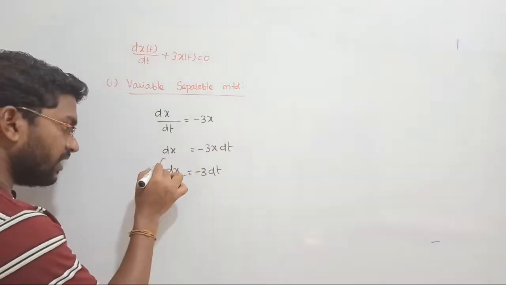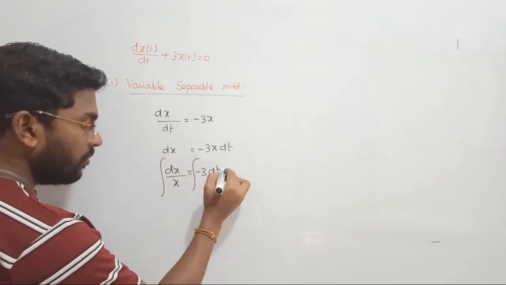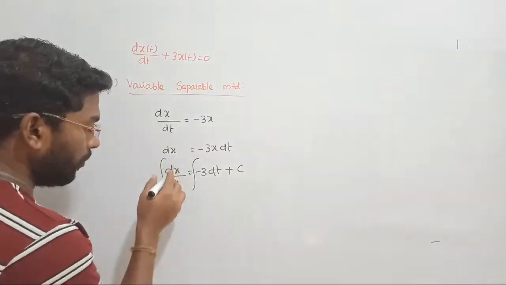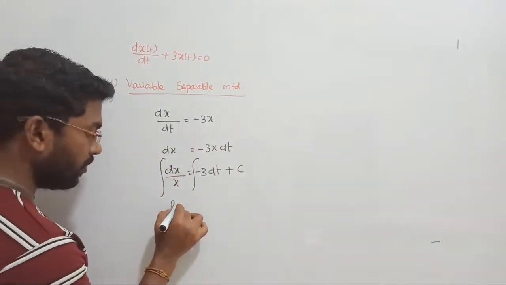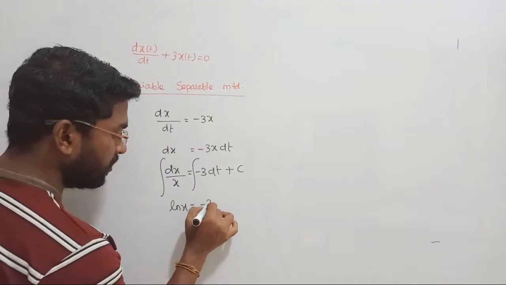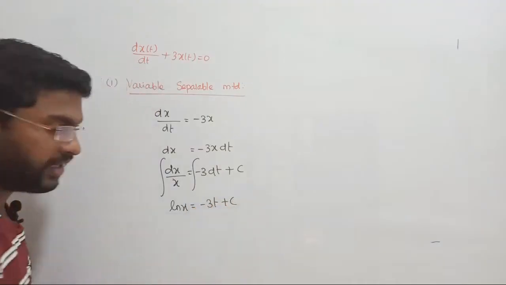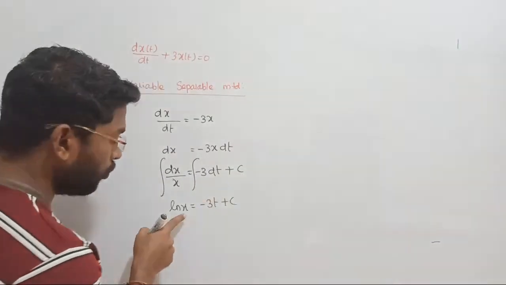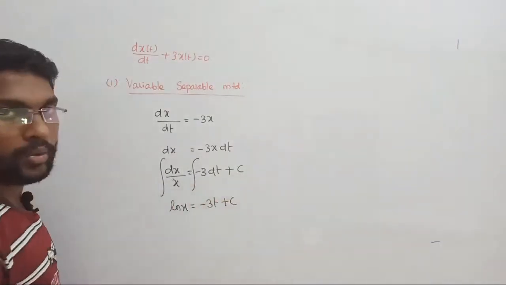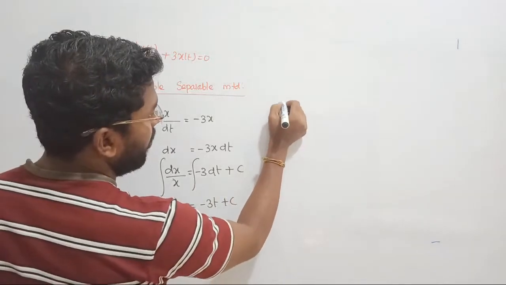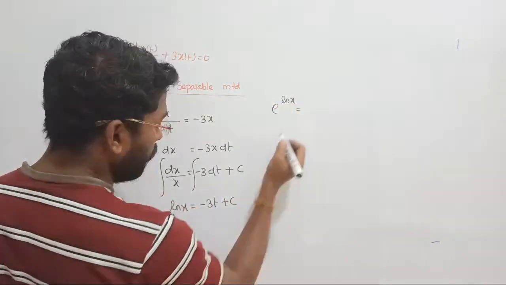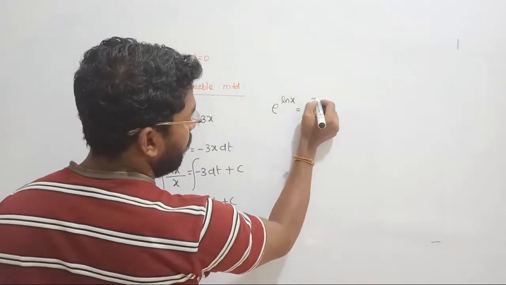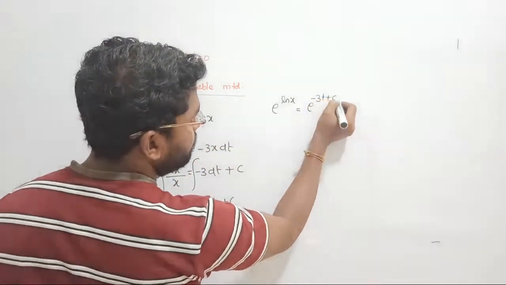What is our next task? Take integration on both sides, but while taking integration we should consider some constant. Fine. Now 1 by x into dx is what? That is equal to ln x equal to minus 3t plus c. Exactly, that is correct. I need x. What will you do? If you want to know the value of x, then take exponential on both sides. If you take exponential, it will become e power ln x equal to the total term on the RHS raised to the power of exponential, so minus 3t plus c.